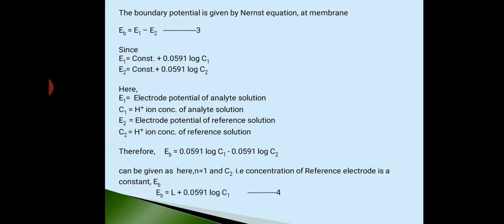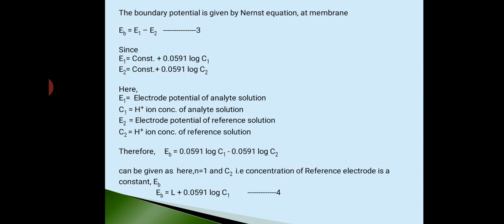EB can be written as L plus 0.0591 log C1. So here C1 is the unknown solution concentration, or the analyte solution concentration. So it remains as it is. But C2, whose concentration is already known, I can consider as a constant term. So now the EB equation gets simplified: L plus 0.0591 log C1.